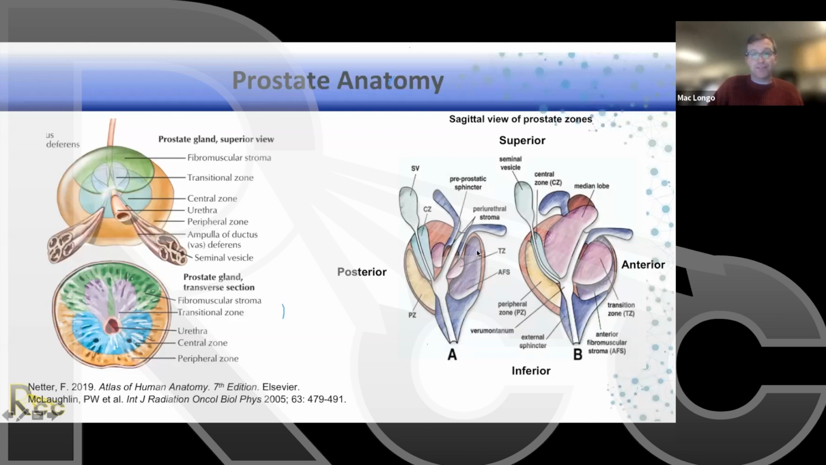I want to call attention to the anterior fibromuscular stroma. This is part of the prostate as well. In smaller prostates and in younger men, this anterior fibromuscular stroma is much more prominent. As men age, prostates become larger due to conditions such as benign prostatic hypertrophy. We can see that this anterior fibromuscular stroma flattens out and effaces and it gets much smaller. So keep this graphic in your mind as we go on with today's talk.